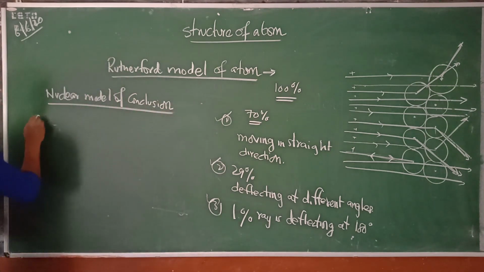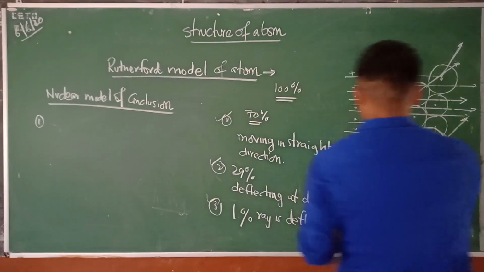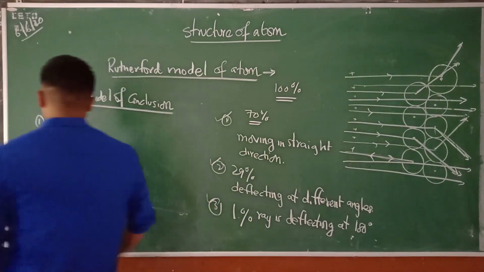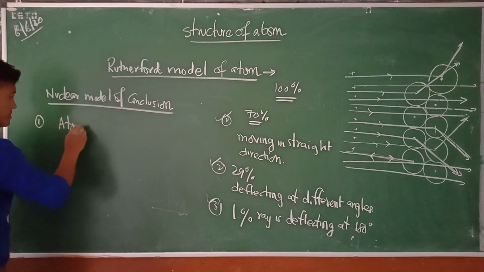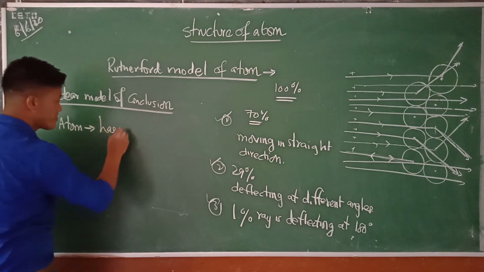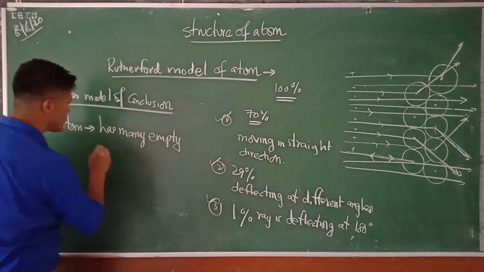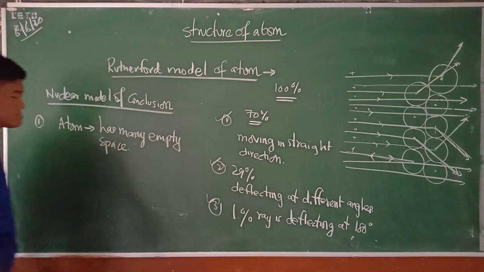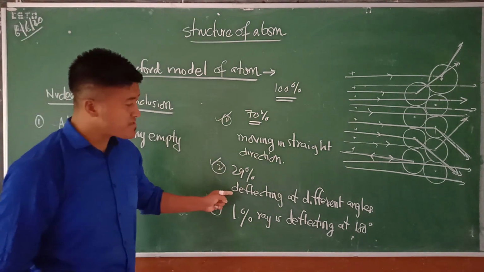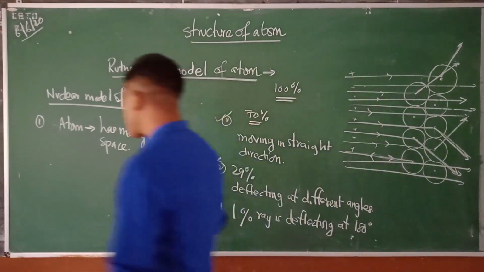Okay, so conclusion number 1. When 70% of the rays are moving in a straight line without deflecting, what he concluded is that naturally this atom, the Rutherford atom, has many empty spaces. Understand?